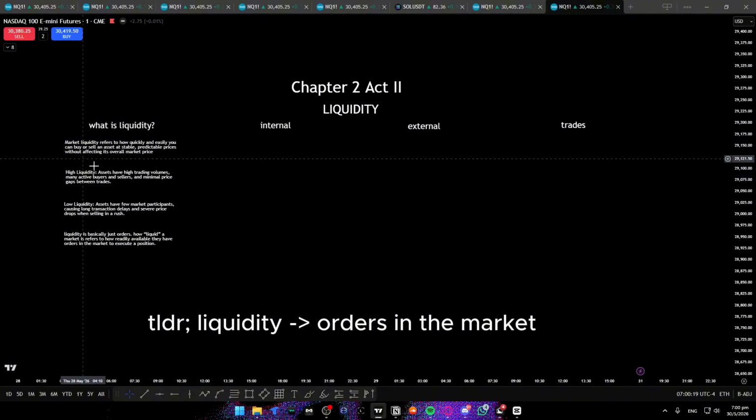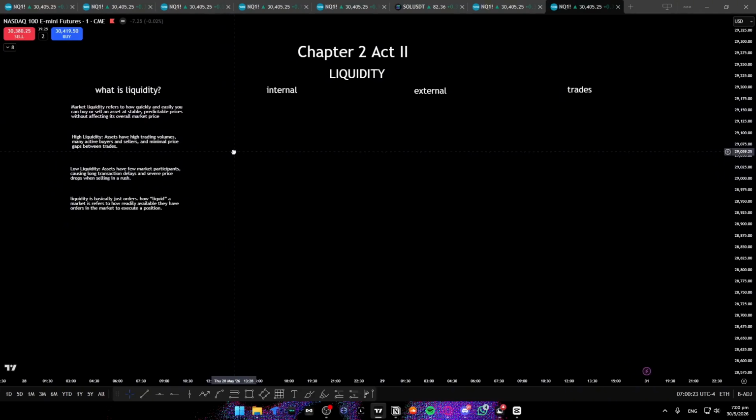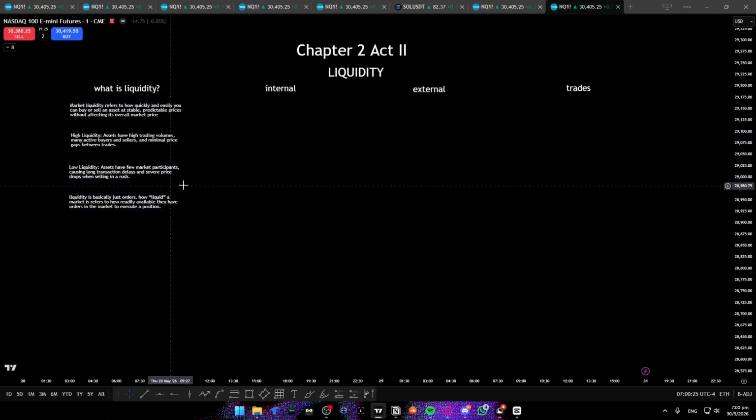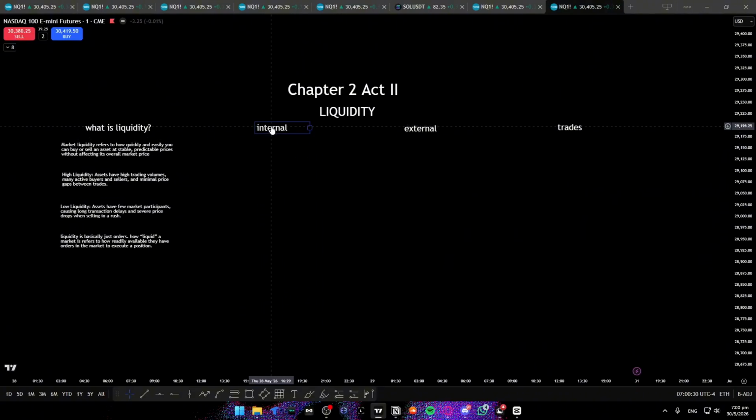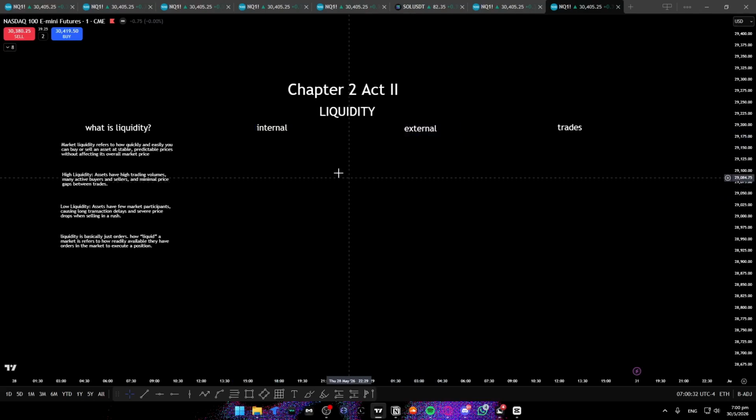And well, you don't really need to know all this actually. It's just good to know what liquidity is, which is basically just how many orders are in the market to move price. And now we're getting into internal and external. These two come hand in hand. Internal, let me draw it out for you.